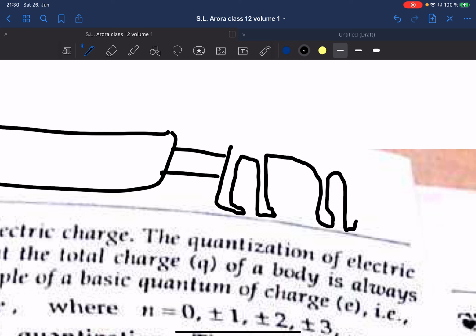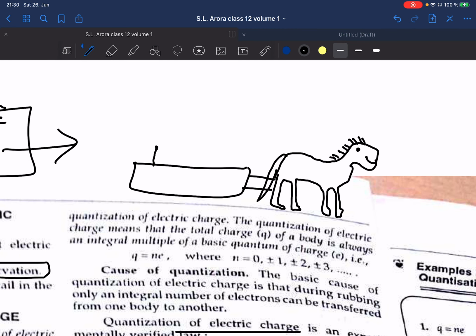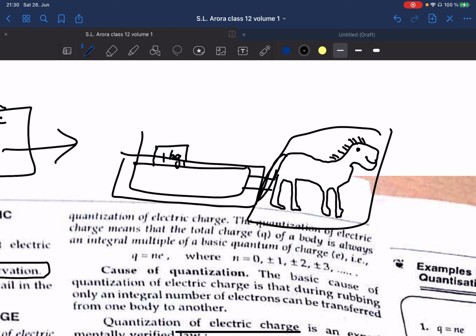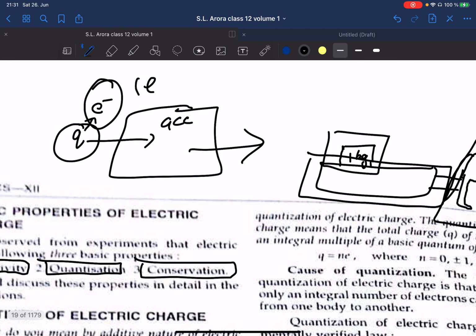Just ignore my horse. So this is our horse, and this is his hair, and this is his punch, and this is the happy horse. He's happy. If he has 1 kg to take, he's happy, right? So the total mass the horse has to carry will be the mass of this sledge and the mass of this, right?